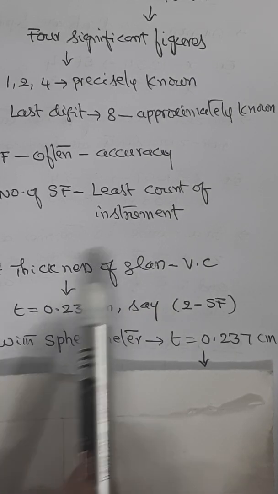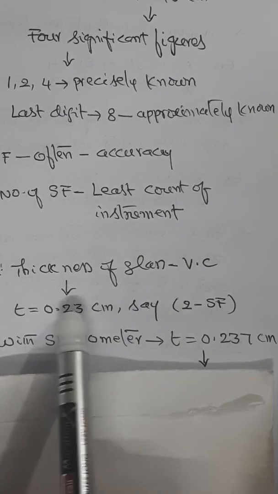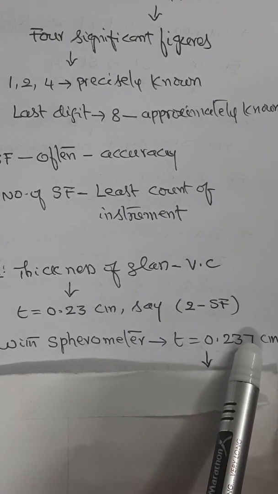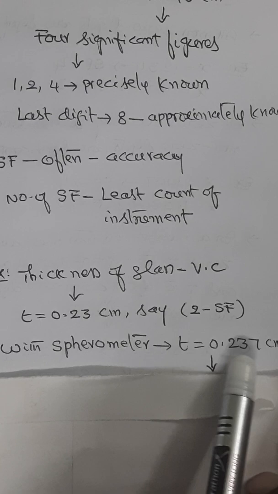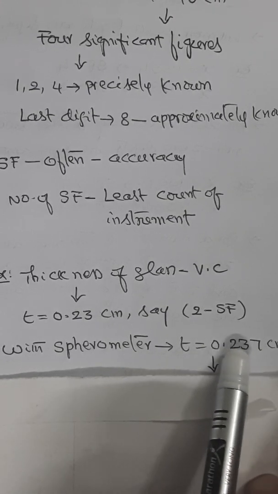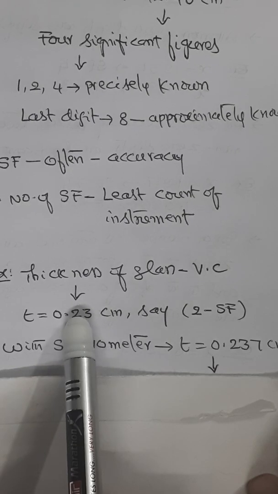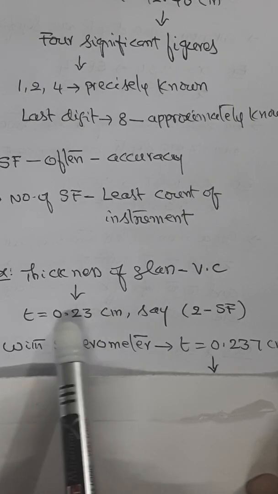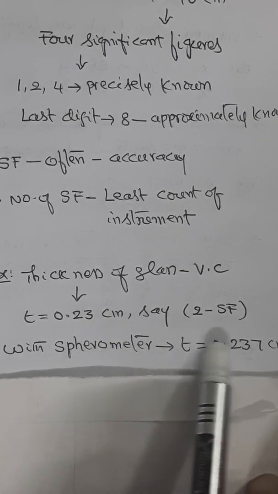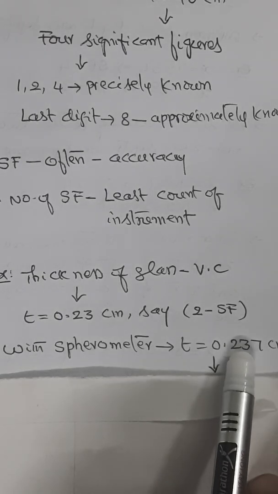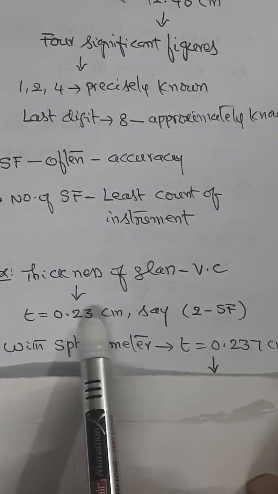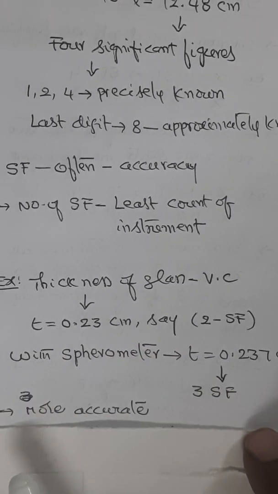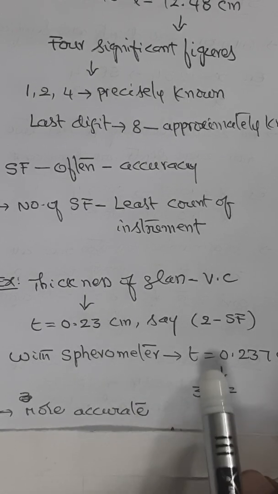So when we measured the thickness with vernier calipers, we got 0.23 centimeters. With spirometer, we got 0.237 centimeters. That means this value has three significant figures, more than this value. So this value which has three significant figures is found to be more accurate than this value which has only two significant figures. So therefore we can say this is more accurate.